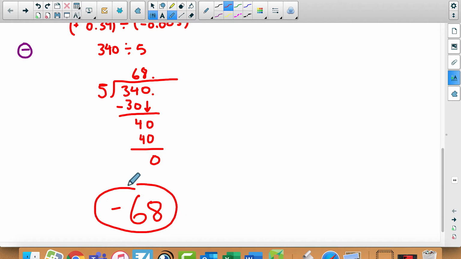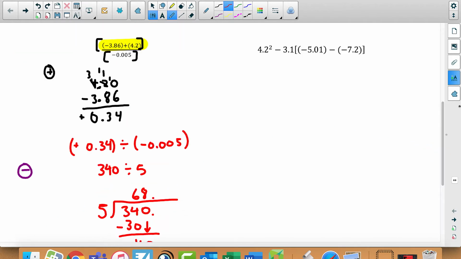So our final answer is negative 68. Okay, one more with decimals here. Wow, look at this one. We actually do have some brackets right here. That's a bracketed statement right there. So that's the first thing we should do.